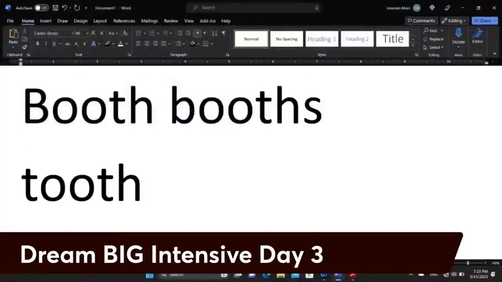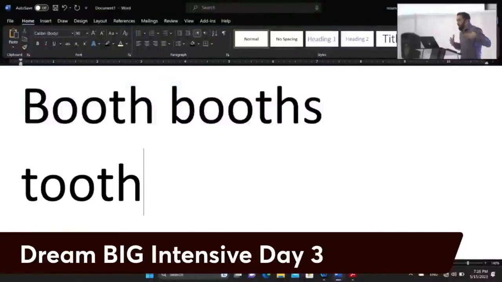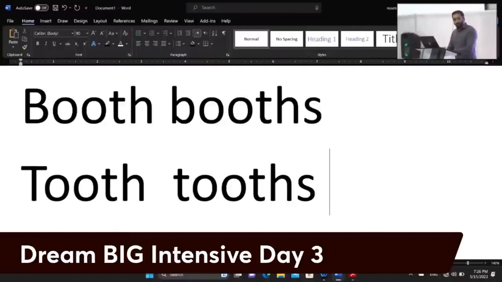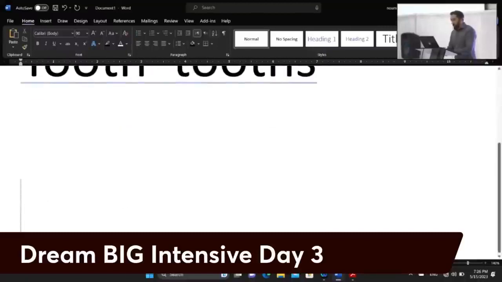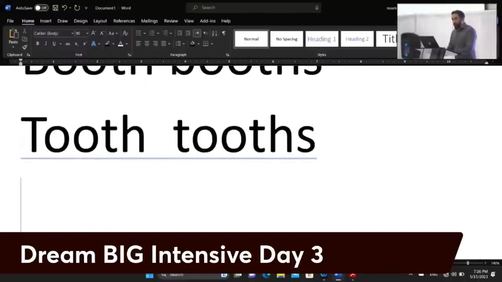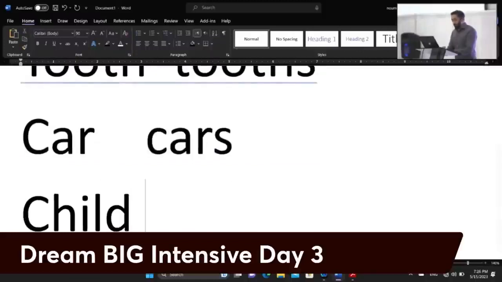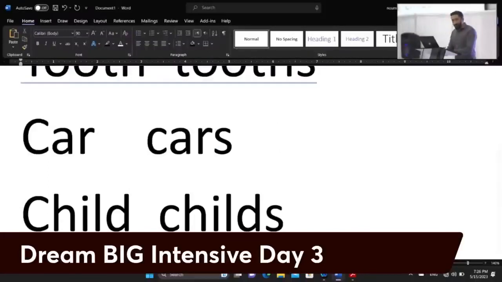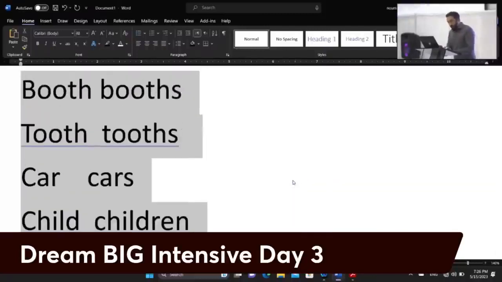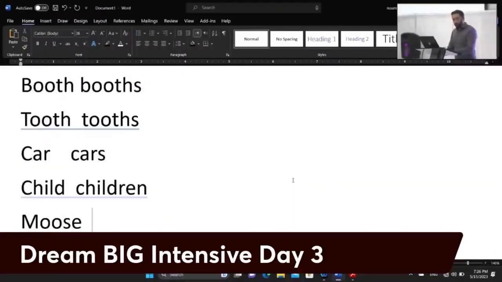Booths. So if somebody learned, English is easy. If you want to make something plural, just put an S. And he goes to the dentist and says, my toothes are hurting. Okay? If I say, for example, car, plural, cars. Child, childs. What? The English language, and moose, of course, and what? What was it? Meese? Right? No? Okay, how about this one?